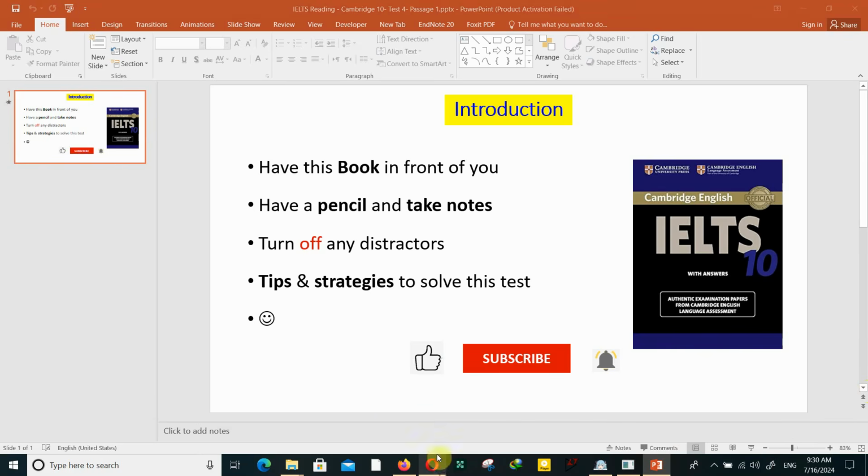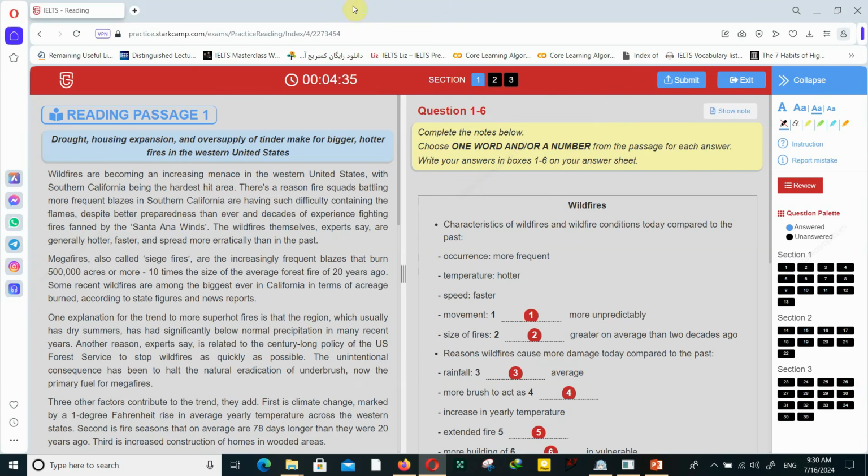I'm using this website, actually, startcamp.com, for IELTS practicing. This is a really great website, especially for those of you who want to prepare yourself for the IELTS computer-based exam. As you can see on the left-hand side, we have the passage, and on the right-hand side, we have the questions.